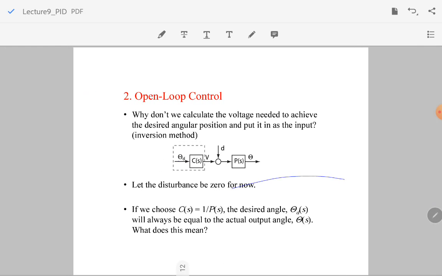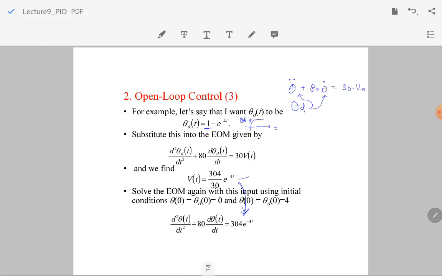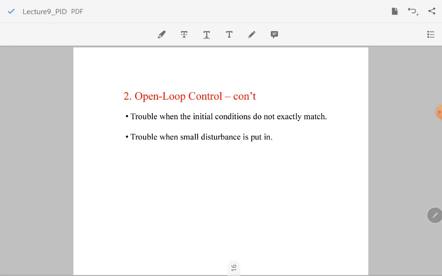Imagine in this, if the D is not equal to 0. You might calculate the voltage exactly here, but if you add a small disturbance, you're not going to get the exact theta desired as an output. Another one that's not mentioned here is, how sure are you about the plant? Another one, we do not know the plant P of s exactly.